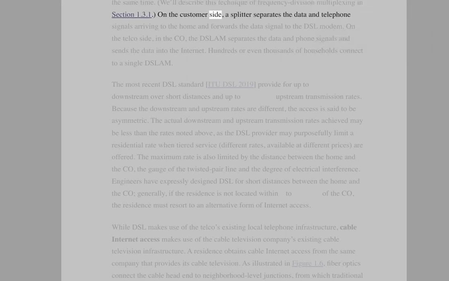On the customer side, a splitter separates the data and telephone signals arriving to the home and forwards the data signal to the DSL modem. On the telco side, in the CO, the DSLAM separates the data and phone signals and sends the data into the internet. Hundreds or even thousands of households connect to a single DSLAM.